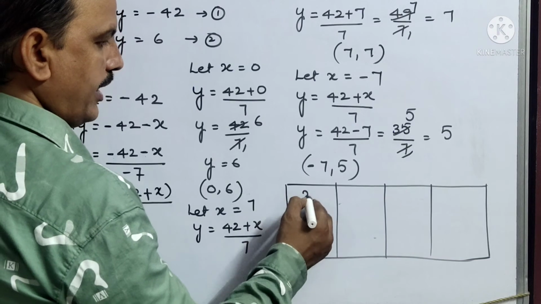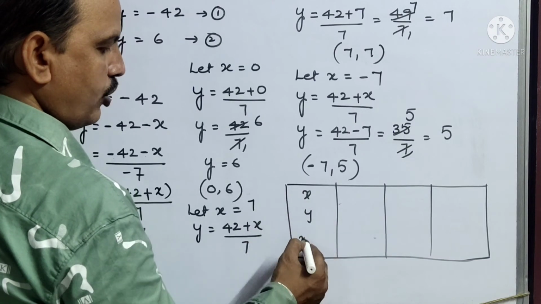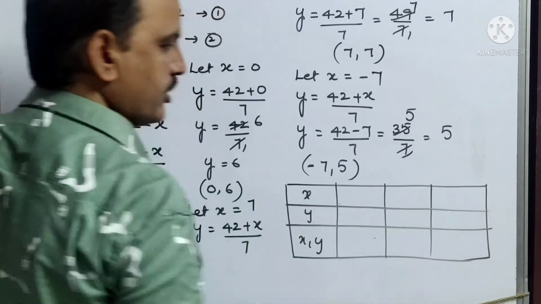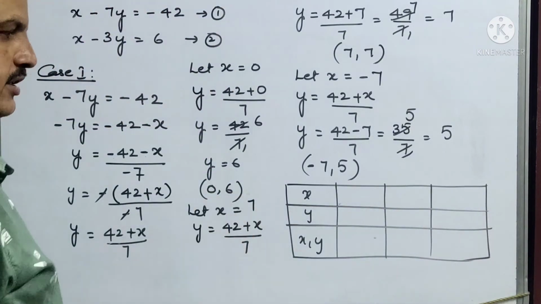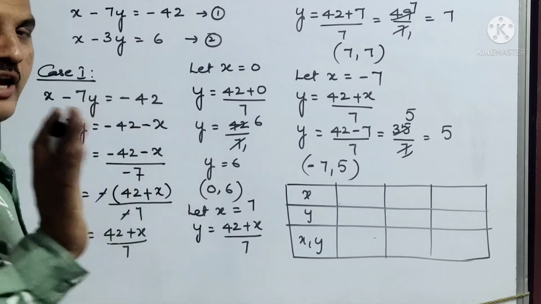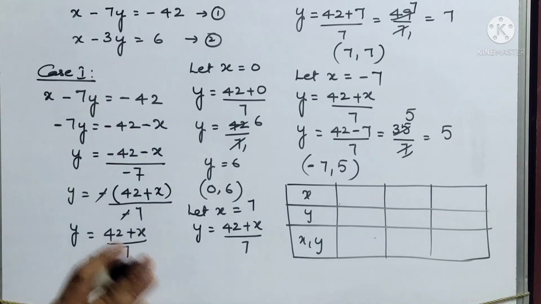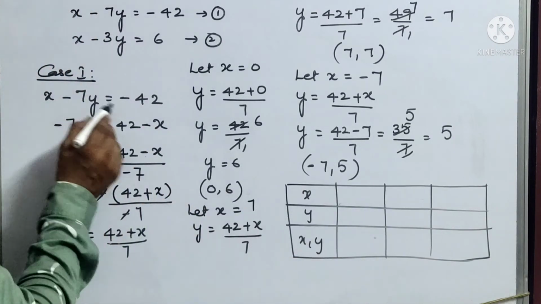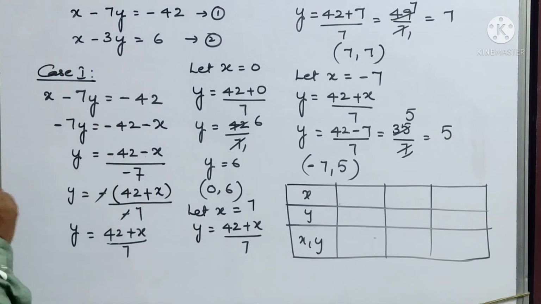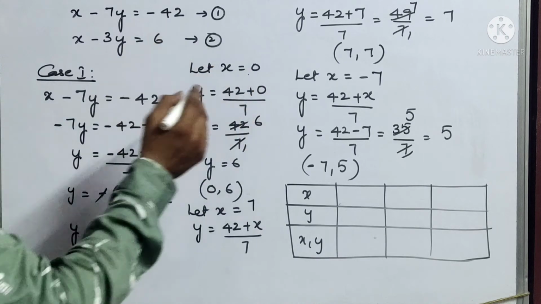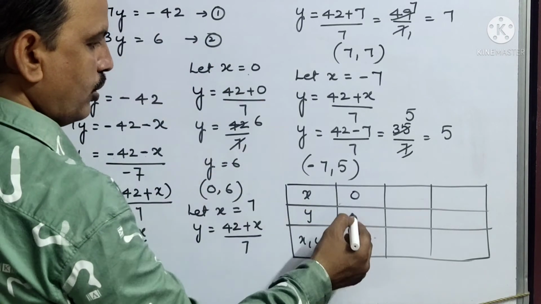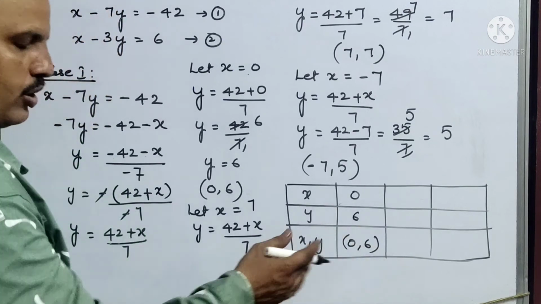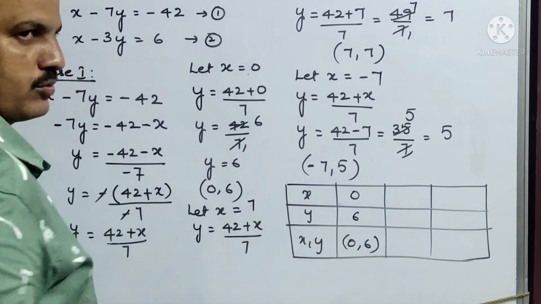Okay, x, y, x comma y. Like this, by using a ruler you have to draw like this. This whole thing, everything in the graph book only, not in the notes. Okay, so x, what have you taken here? 0. In the first case you have taken 0, so here you got 6. That means 0 comma 6 is the first point.